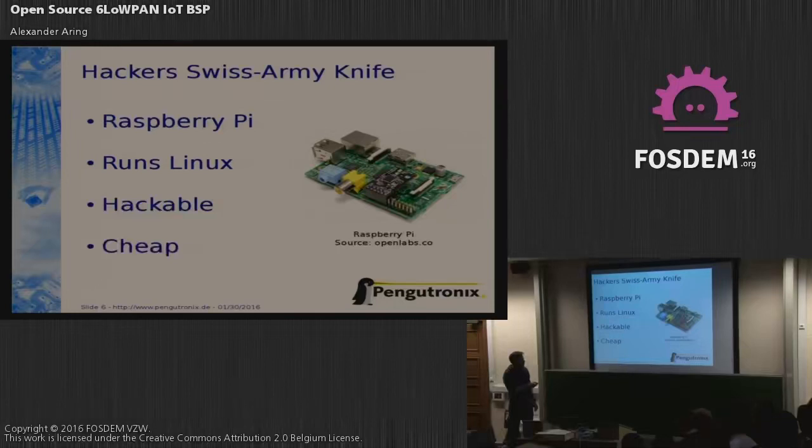Here, for example, is an 802.15.4 transceiver. You can get this transceiver from OpenLabs. It's open hardware, okay, except the transceiver here, but the board itself is open with schematics. And the Raspberry Pi is the Swiss Army knife. It runs Linux, it's easily hackable because the pins are here, and it's really cheap. I think everybody here in the audience has a Raspberry Pi.